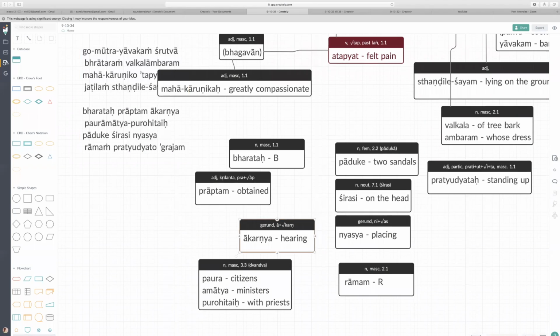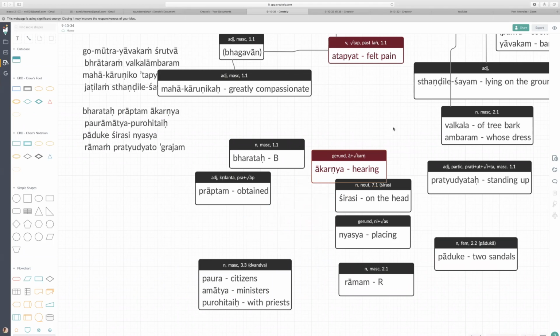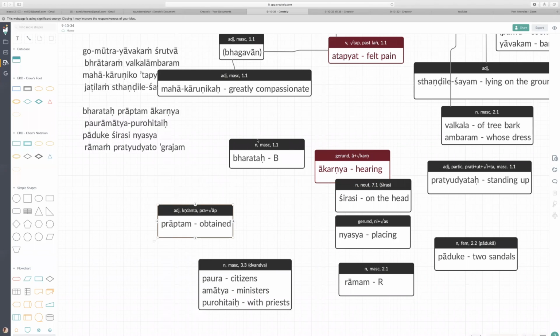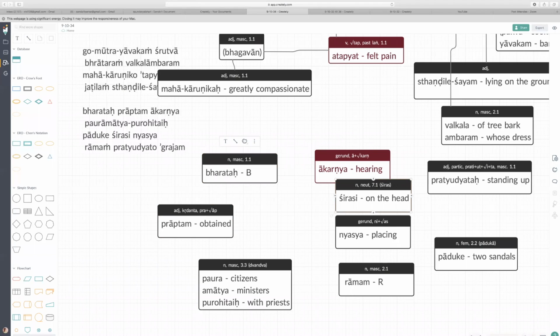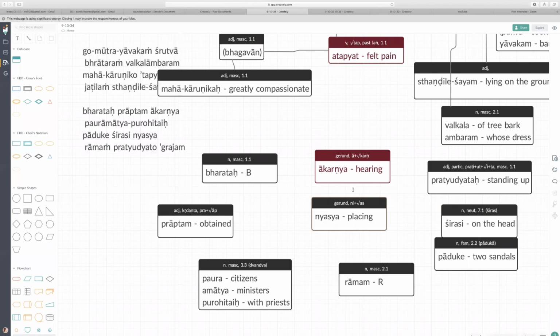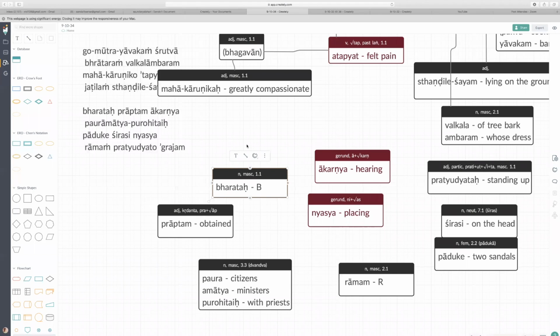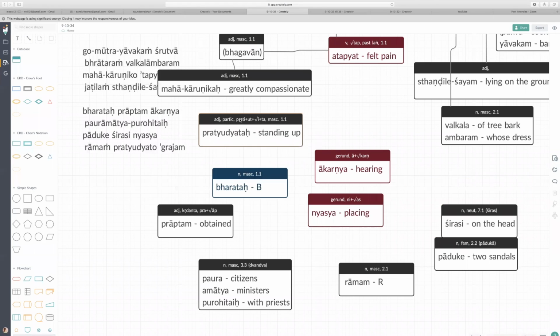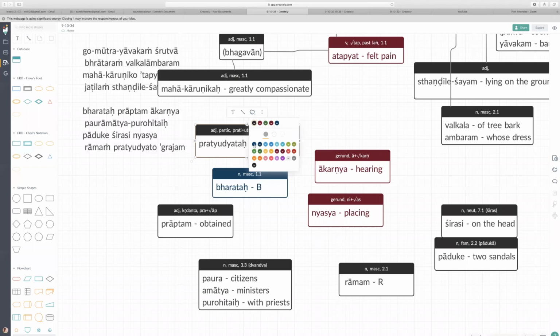where are the kriyas? Okay, one is akarnya, hearing. Another action word, placing, nyasya. Hearing and placing. And Bharata will be the subject. Pratyudyataha will describe Bharata. So he rose up, stood up. Then okay, what's the object? Rama. Ramam. And object of what?